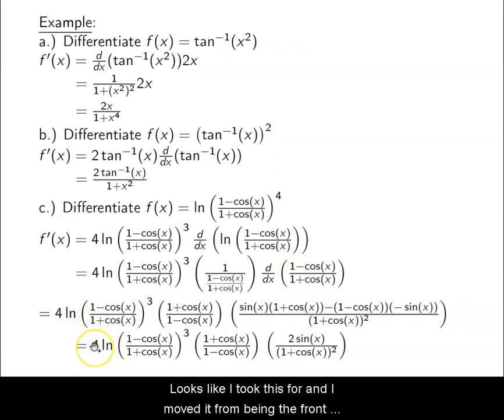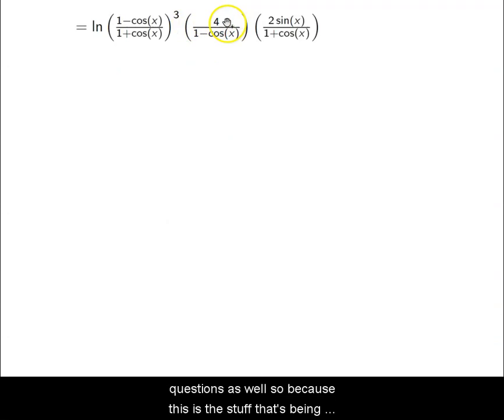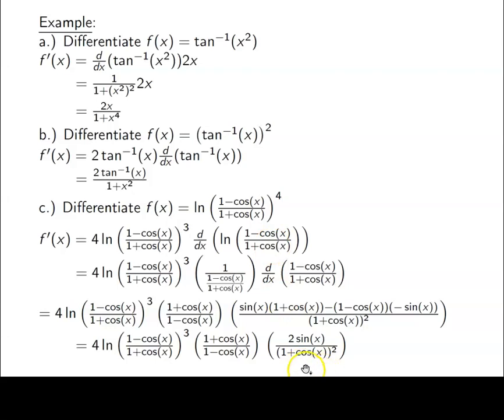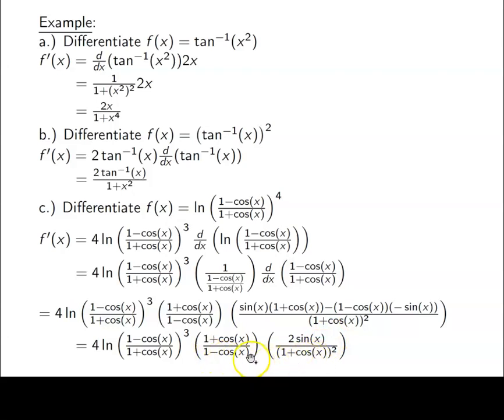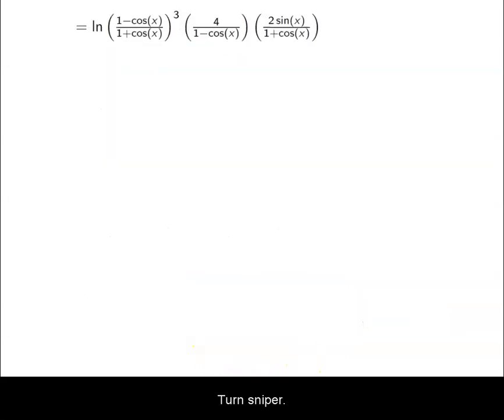And it looks like I took this 4 and I moved it from being in the front to moving it up here to play around with these trig functions as well. Right? So that canceled away. The 4 I just brought over here because this is the stuff that's being simplified, so I'm leaving this natural log thing over here by itself. Again, let's go back one slide. So 4 is coming over here. This 1 plus cosine is canceling with the extra 1 that I have here. So I got a 4 on top, 2 sine x, and then on the bottom I have a difference of terms, right? Difference of squares, because I have a 1 minus cosine and a 1 plus cosine left over.